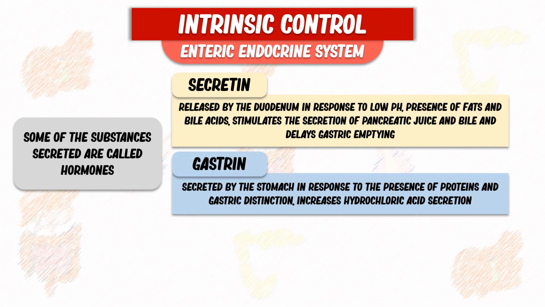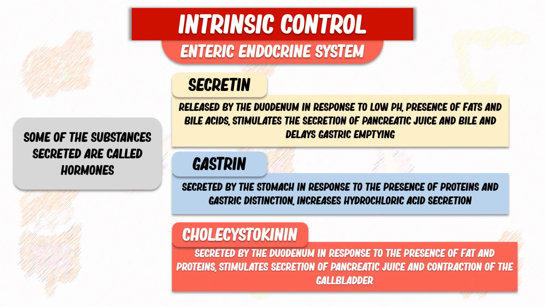Gastrin is secreted by the stomach in response to the presence of proteins and gastric distension. Its function is to increase the secretion of hydrochloric acid. Cholecystokinin is secreted by the duodenum in response to the presence of fat and proteins. It stimulates gallbladder contraction and the secretion of pancreatic juice, and also inhibits gastric emptying. These are the main hormones that control gastrointestinal function.